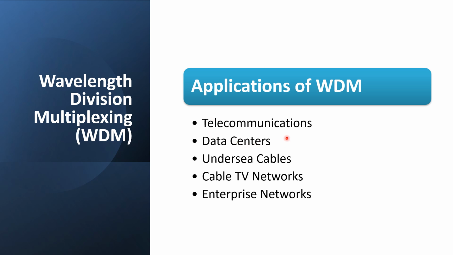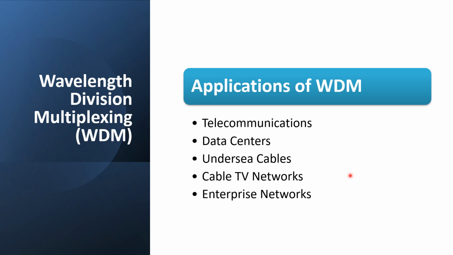In cloud computing data centers, WDM is used to handle massive amounts of data being transmitted between servers and storage systems. DWDM is used in undersea cables to transmit vast amounts of data over long distances with minimal signal loss, playing a crucial role in global internet infrastructure.